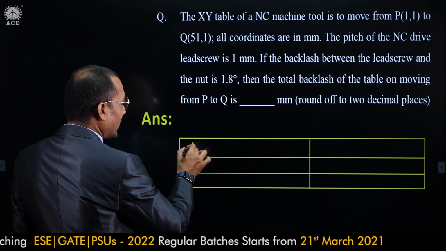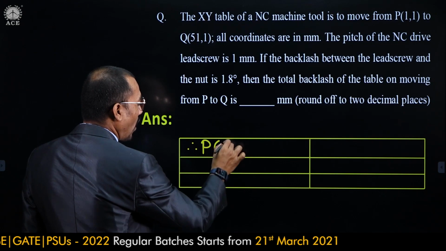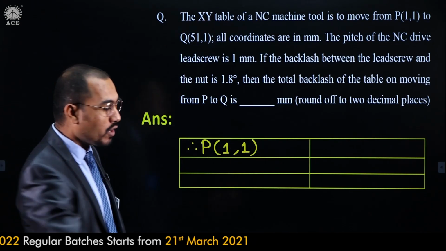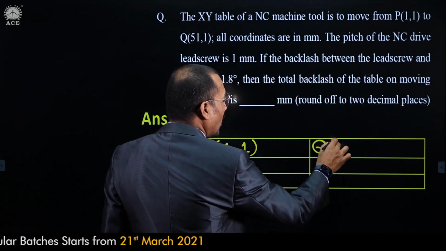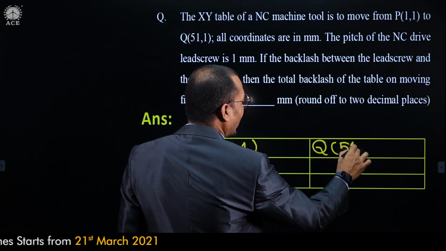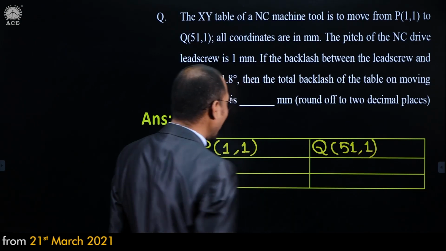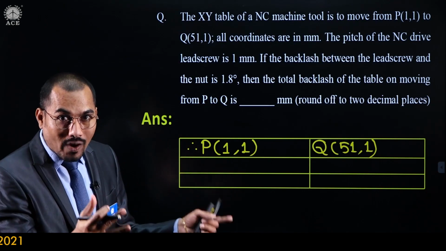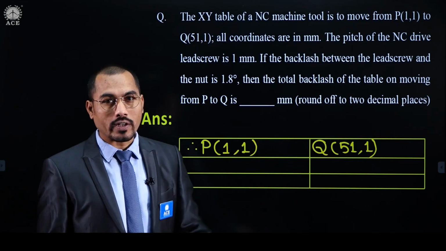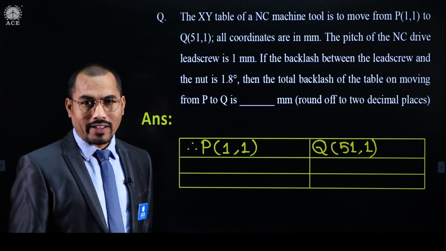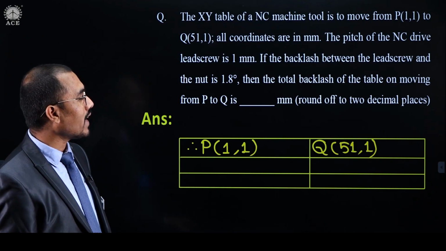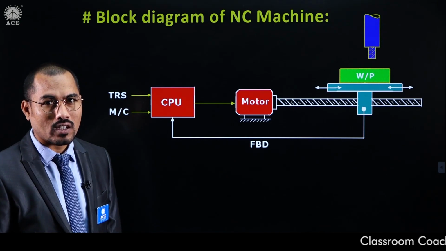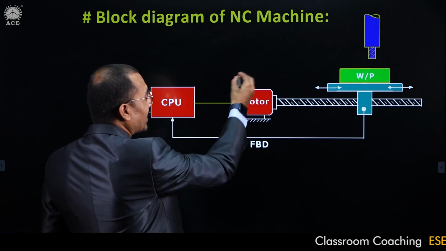Let's say there is a point P whose coordinate is (1, 1), and from this point P we are moving to the point Q whose coordinate is (51, 1). So in reality we are moving with the help of the NC machine, with the help of the work table, from this point to this point. Whenever we talk about an NC machine, it has a basic structure. This is the block diagram of the NC machine, roughly. This is the motor.